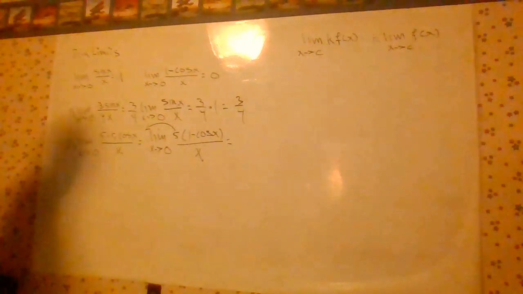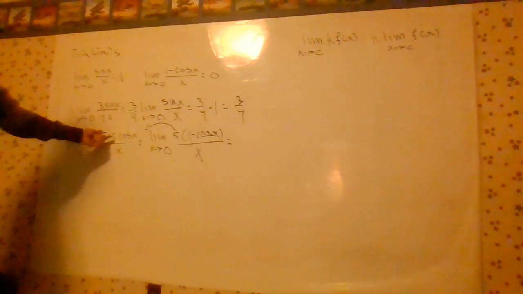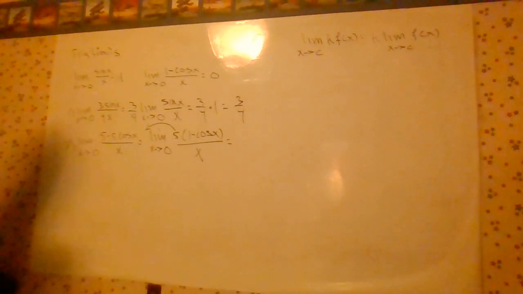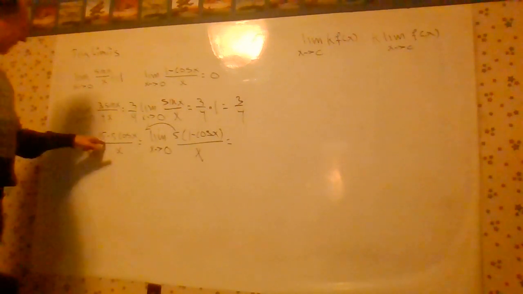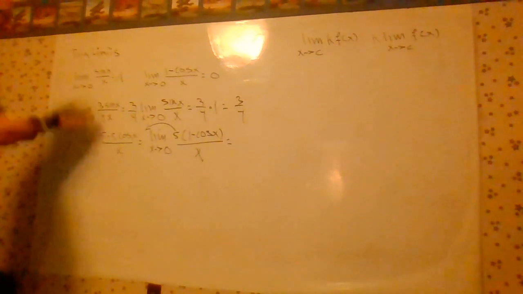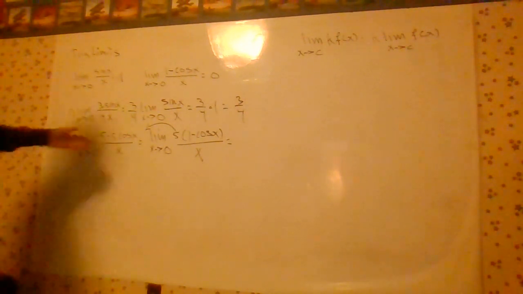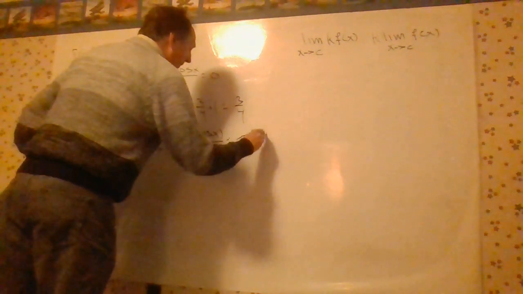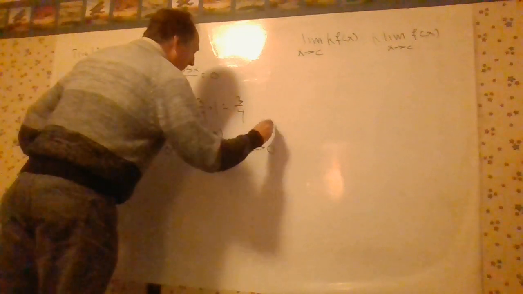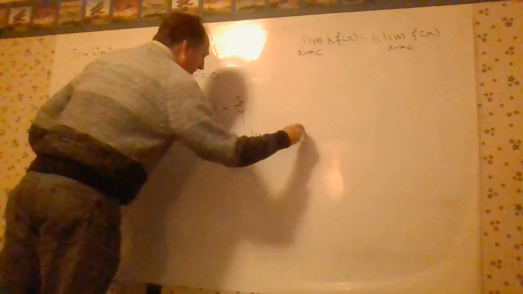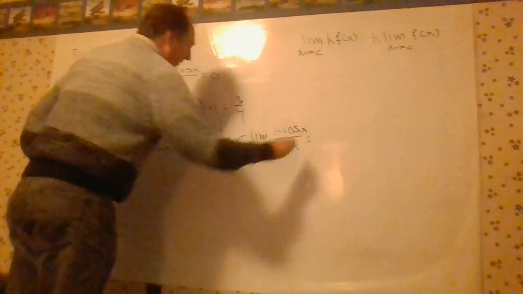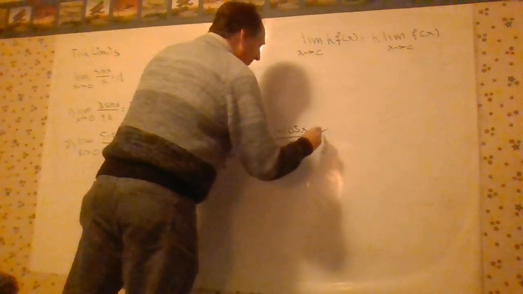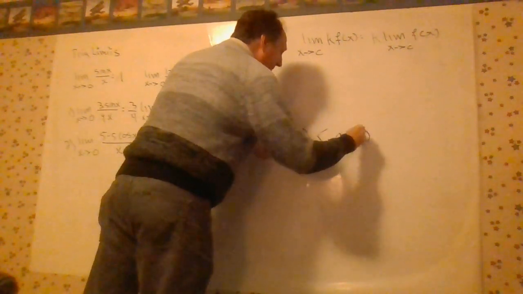Now here you can factor a 5 out, and then you can factor 5 out. If these two coefficients weren't the same, we wouldn't be able to do this. If this was 5 minus 6 cosine x, this wouldn't work. You have to use some other limit technique. Now you get 5 times the limit as x approaches 0 of 1 minus cosine x over x. This limit is given to be 0, and so you get 0.